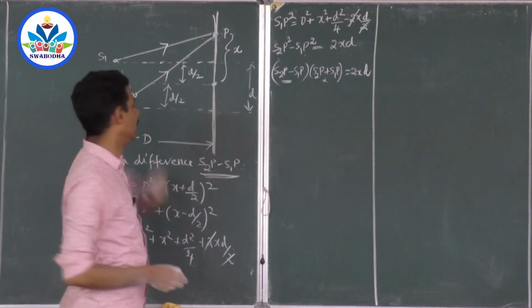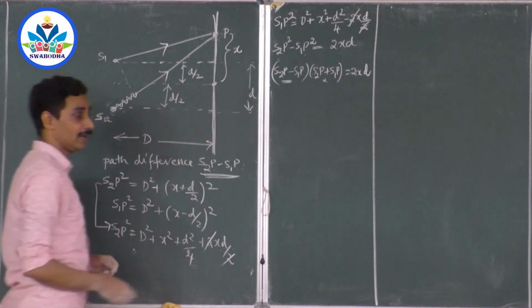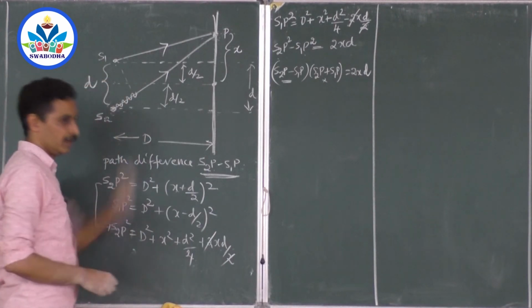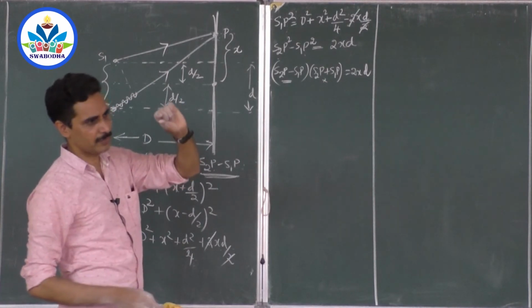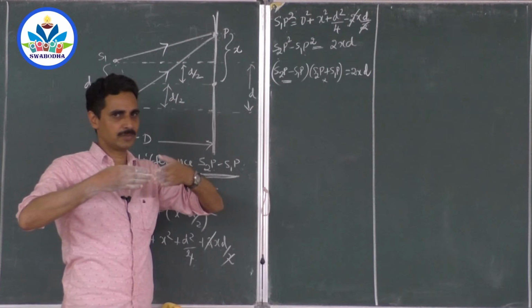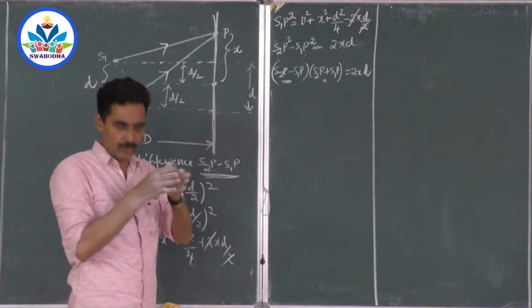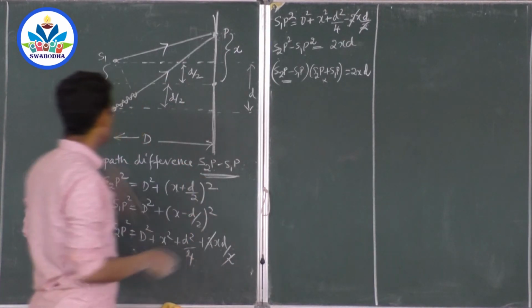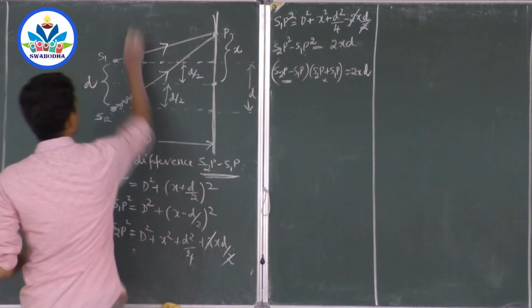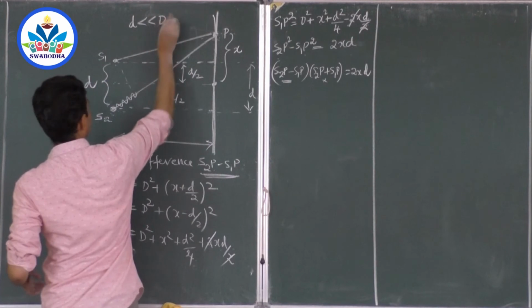Now you take here, this D is very large compared to this small d. This small d is very small because the waves have to start from very close points, otherwise they will interfere at very large angles. That is not proper for interference. They must go almost parallel to each other. So small d should be very small compared to capital D.